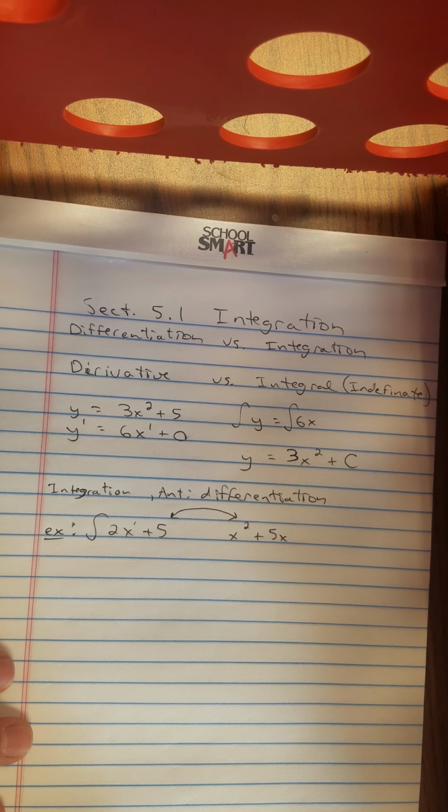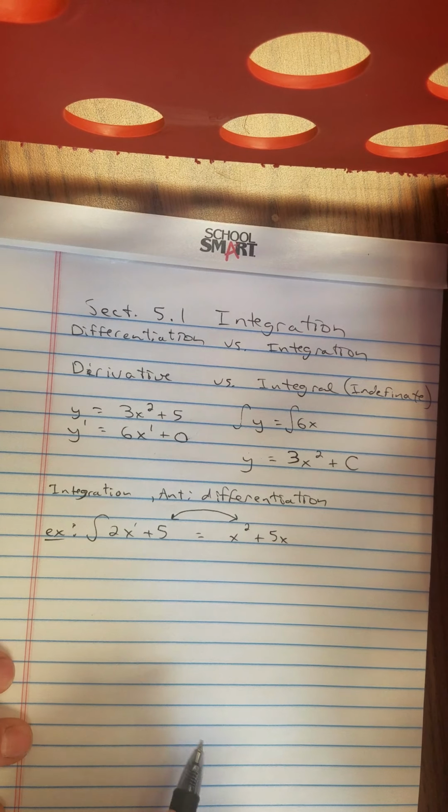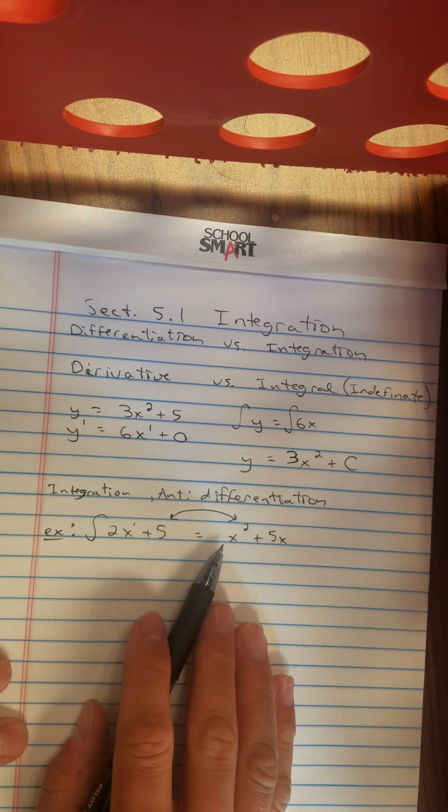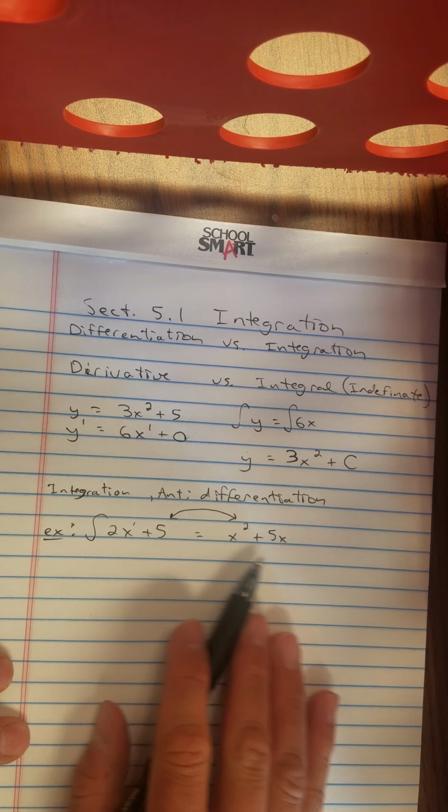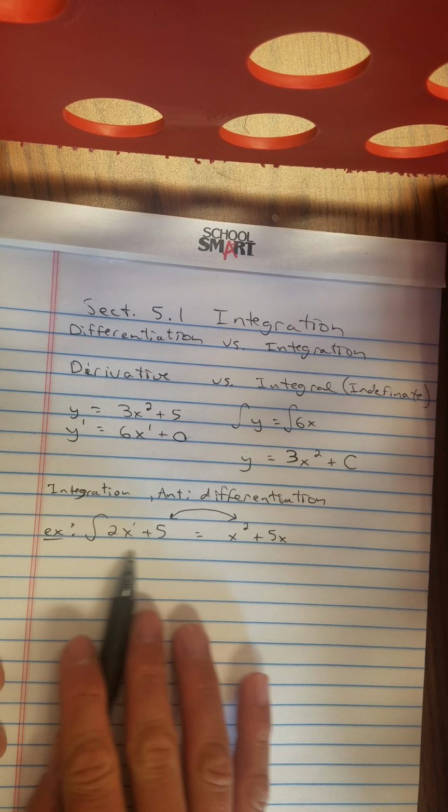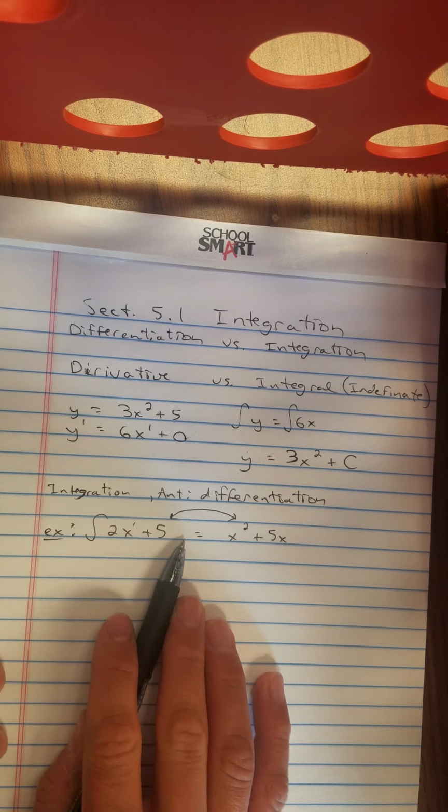But what we have to recognize here is this, okay? The antiderivative of 2x is x squared. The antiderivative of plus 5 is plus 5x. But if this is the derivative, there could have been a constant at the end.